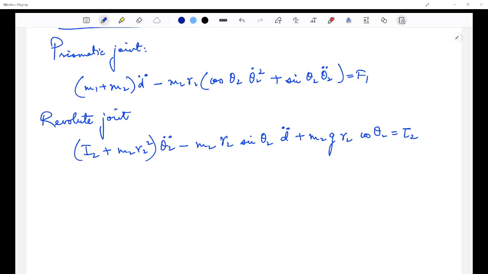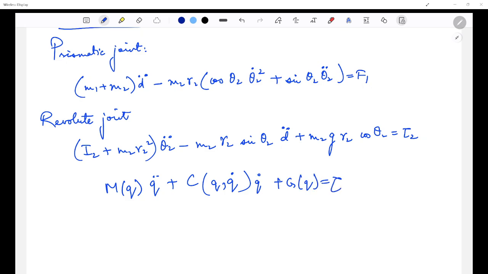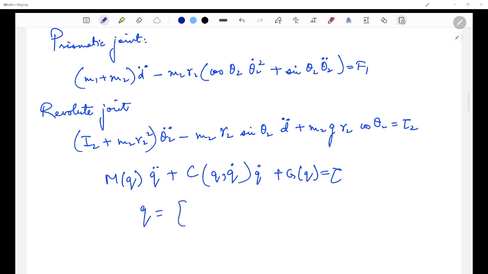So if we want to write it in compact matrix form, which means M(Q) into Q double dot plus C(Q, Q dot) into Q dot plus G(Q) is equal to tau. So what was our Q? Q was d and theta 2. So we have to do everything according to this. What is your Q dot? It is just the derivative, and Q double dot is just their derivative. And what is our tau? It's F1 and tau 2. These are the wrenches.